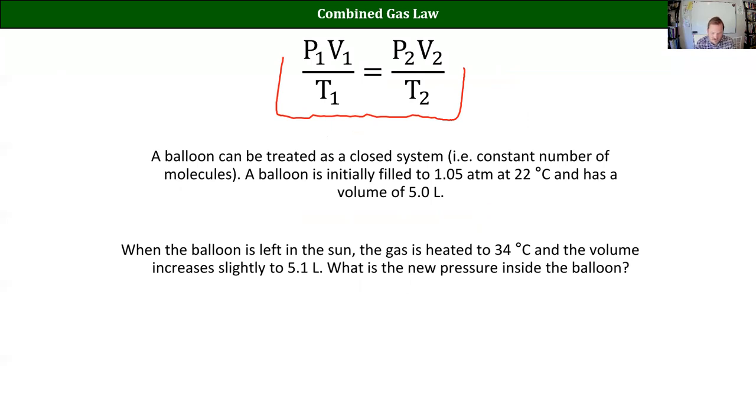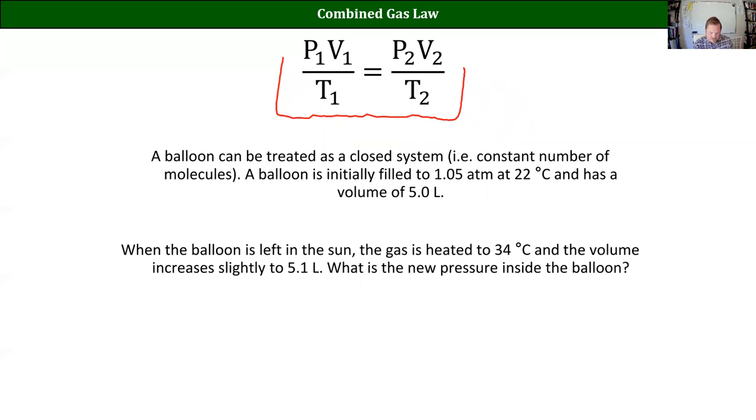So this is for any closed system. We can say that these three variables are tied together in this way, and these three variables are tied together in this way. That means that anything that's changing, if you know the initial conditions and you know some of the final conditions, we can figure out whatever we don't know.